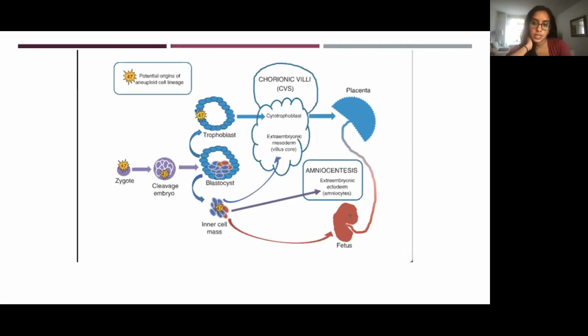Lineage differentiation that occurs in the blastocyst stage gives rise to trophoblast cell lines and the inner cell mass. And the trophoblasts become the cytotrophoblast and the syncytiotrophoblasts of the developing placenta. Cell subsets within the inner cell mass over here will develop into the extraembryonic mesoderm, which make up the core of the chorionic villi, the extraembryonic ectoderm, and the fetus proper. Mosaicism.